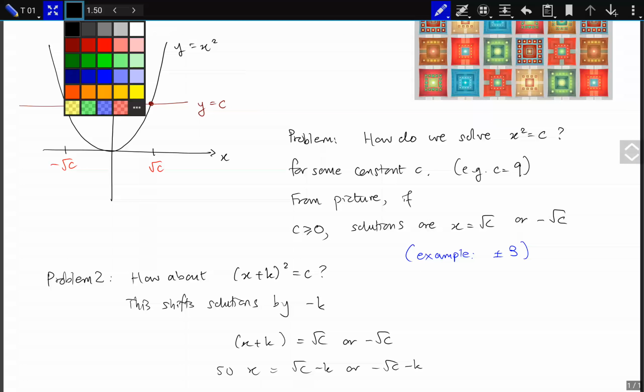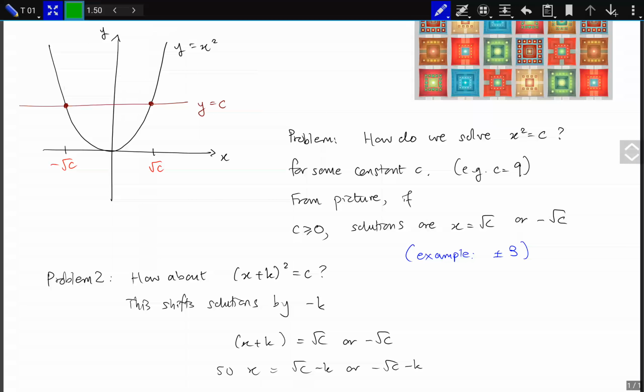And what this does is just shifts the whole curve by k to the left. Let's call that minus k. And again, we can see that if we wanted these new solutions, we want the x-coordinates of these intersection points, which are these points moved as well. Everything moves to the left.